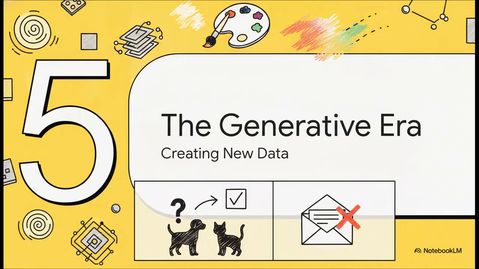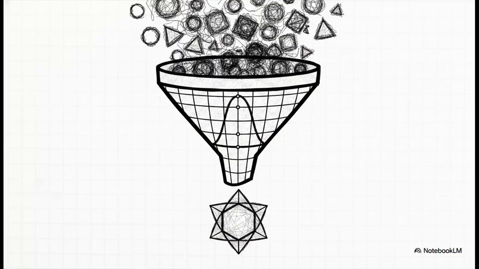Let's move to Section 5, the generative era, creating new data. For decades, machine learning was mostly discriminative, just labeling things, asking, is this a cat or a dog? But generative models actually learn the underlying probability distribution of the data itself. Once a model maps out the statistical rules of, say, what makes a human face actually look human, it can sample from that mathematical map to dream up entirely new text, audio, and images. Things that have literally never existed before in human history.